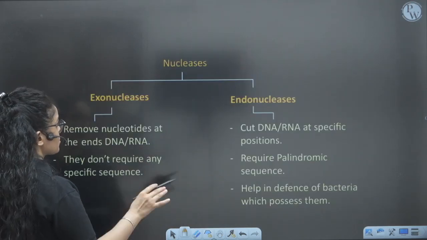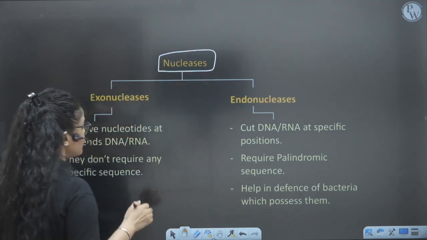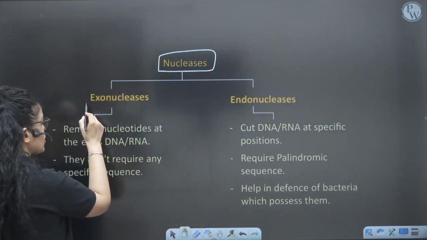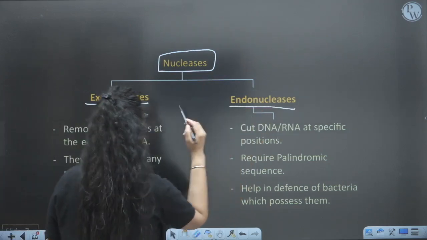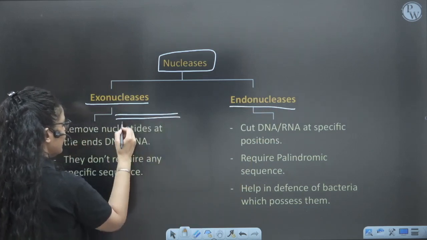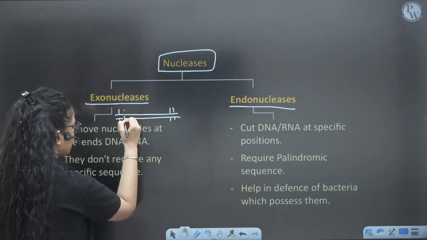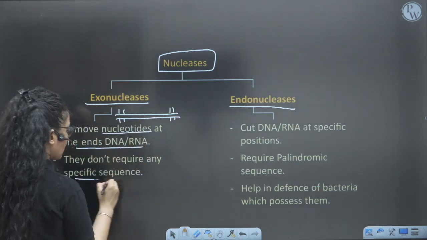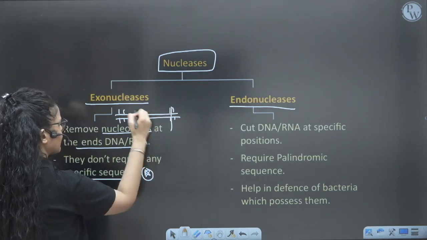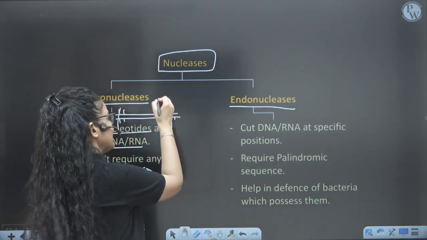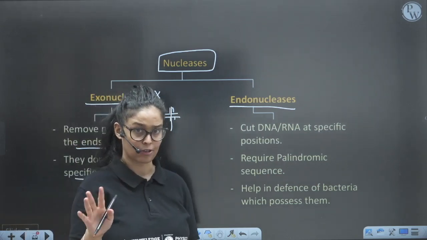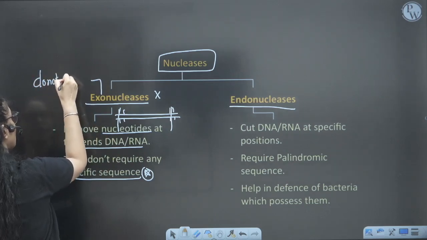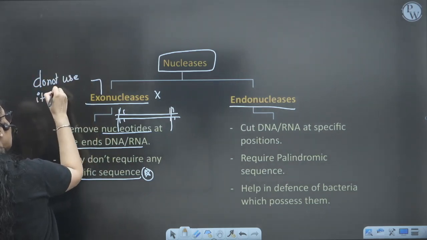So obviously, restriction enzymes are nucleases. Nucleases means they will cut the nucleic acid, DNA or RNA. Nucleases are generally of two types, exonucleases and endonucleases. Exo means from the end. So exonucleases will cut from the end, removing nucleotides at the end of DNA, and they don't require any specific sequence because they just act at the end, right? So generally we don't use these nucleases in biotechnology or in genetic engineering.